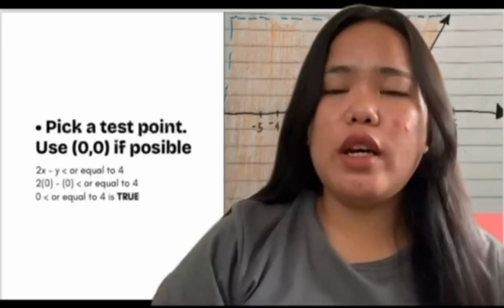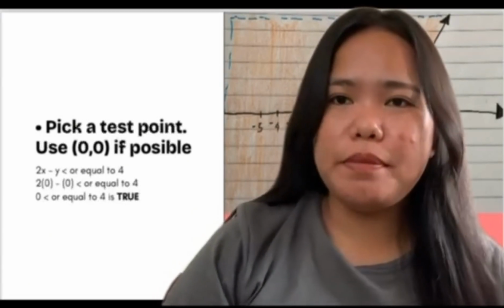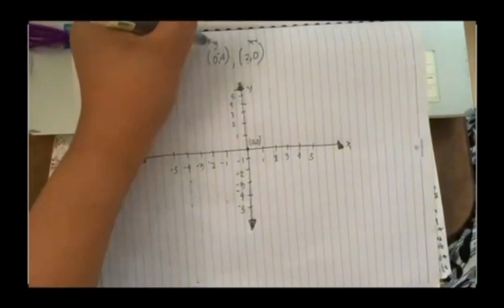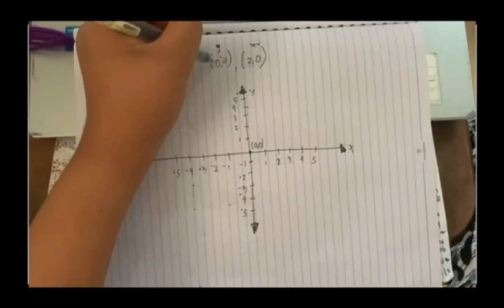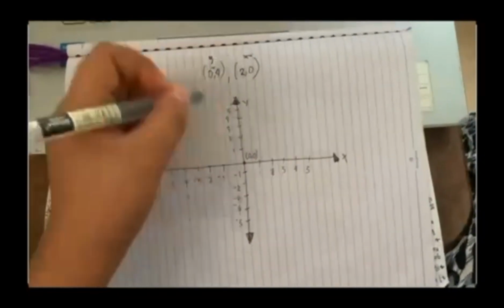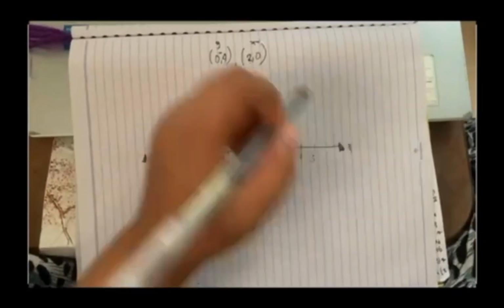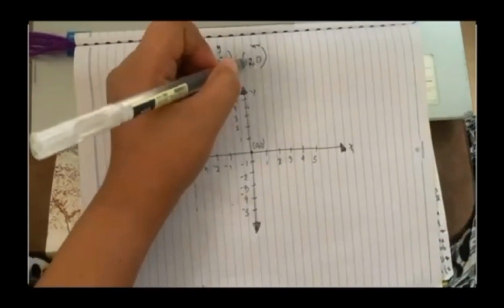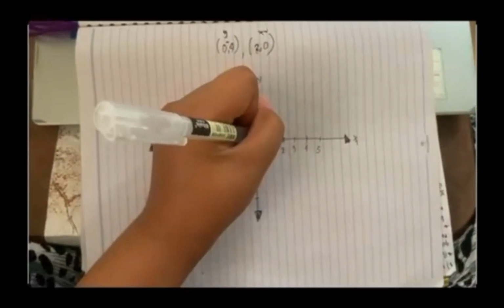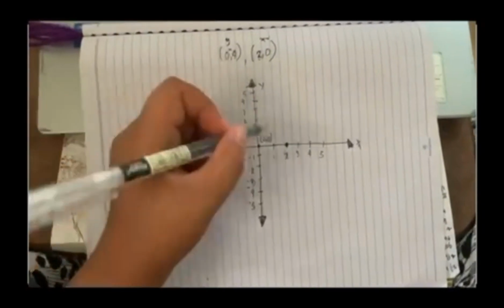After solving the y-intercept and x-intercept, we can now make a graph. The y-intercept is negative 4 and the x-intercept is 2. Here, we can now plot. The first one we plot is the x-intercept, which is 2, 0. Next is 0, negative 4. Here.